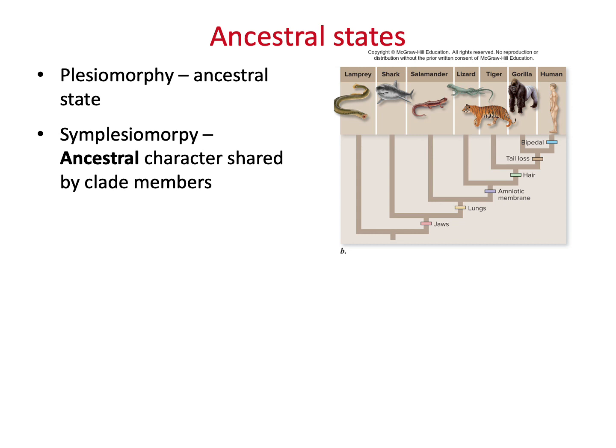So consider the character state presence of a tail, which is exhibited by lampreys, sharks, salamanders, lizards, and tigers. Does this mean that the tigers are more closely related to, and share a more recent common ancestor with, lizards and sharks than apes and humans?